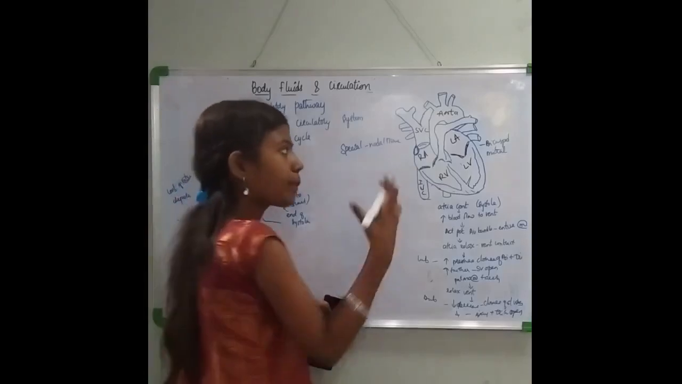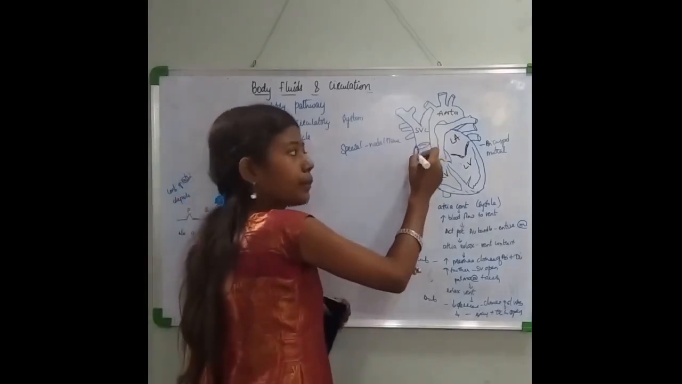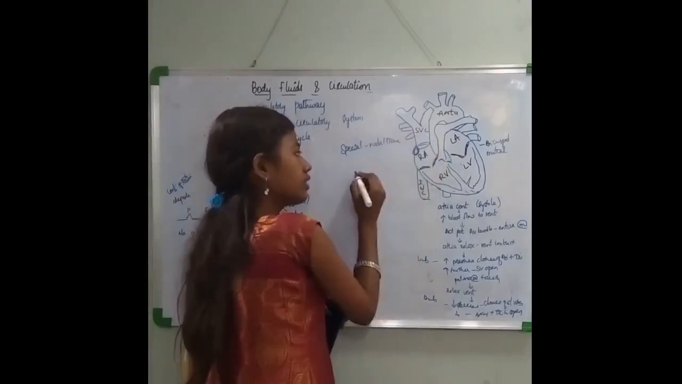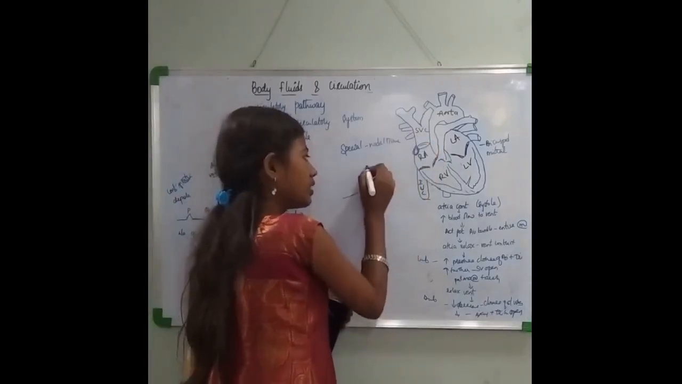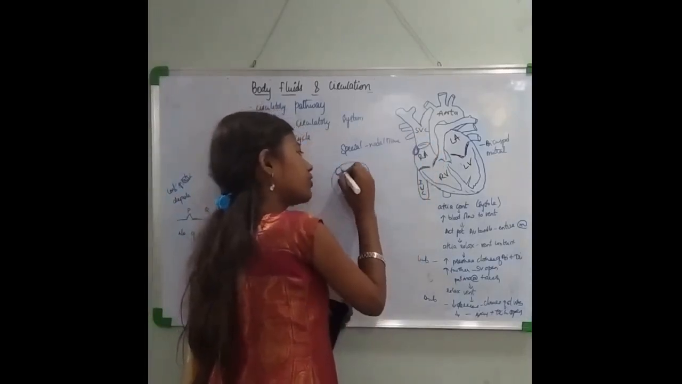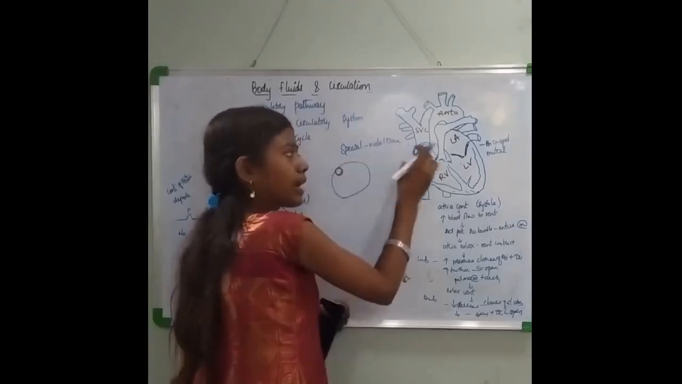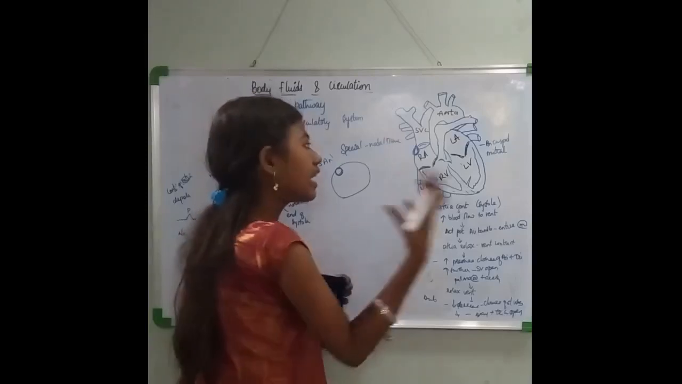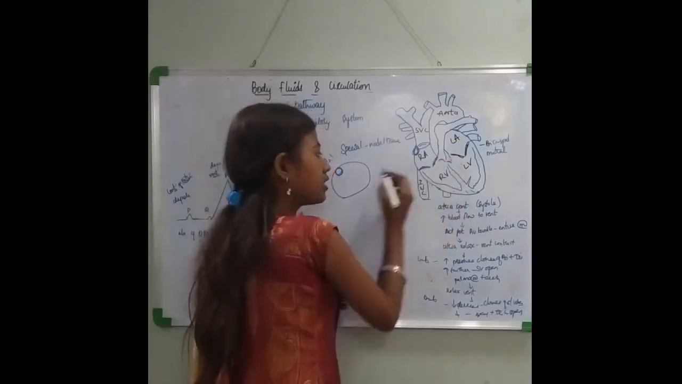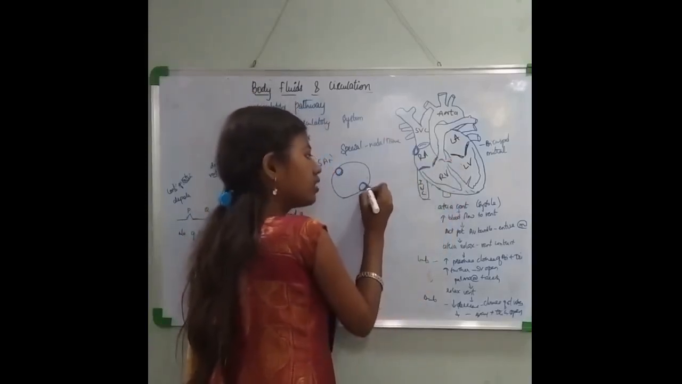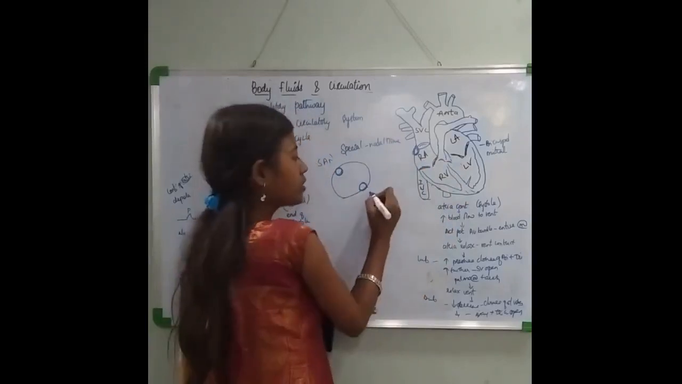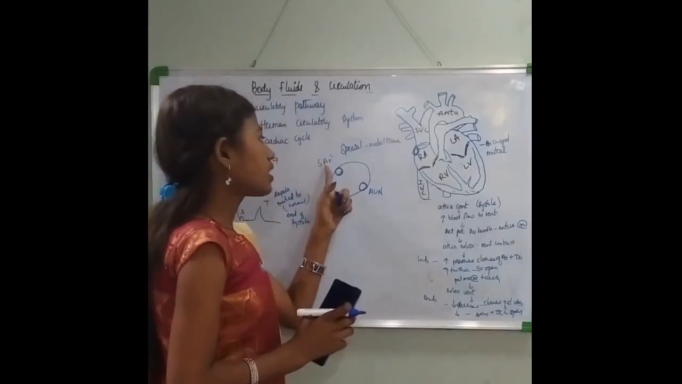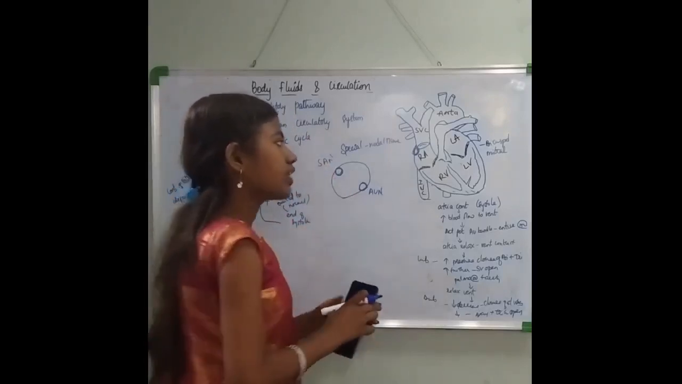A patch of this nodal tissue is present in the upper right corner of the right atrium, which is over here. If I talk about the right atrium individually, in the upper right corner you will have a patch of this tissue called the SAN. Okay, and another patch of this tissue is present over here, that is the lower left corner of the right atrium, which is referred to as the AVN. One patch is referred to as SAN, the other patch is referred to as AVN.